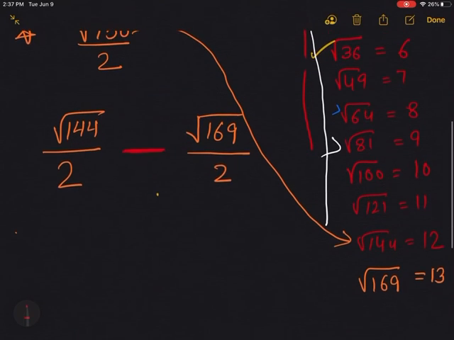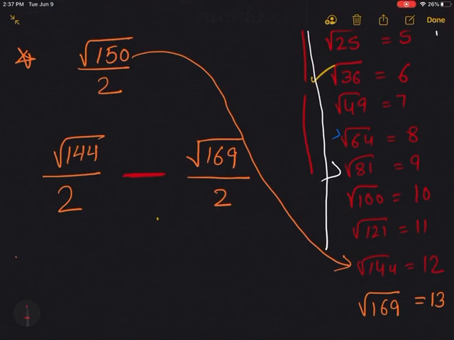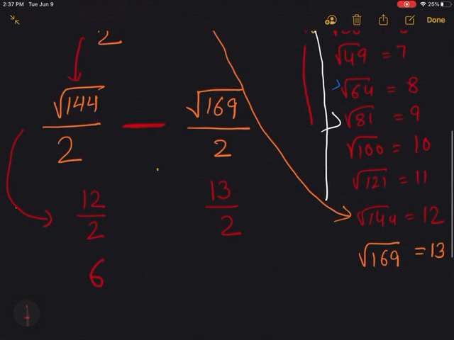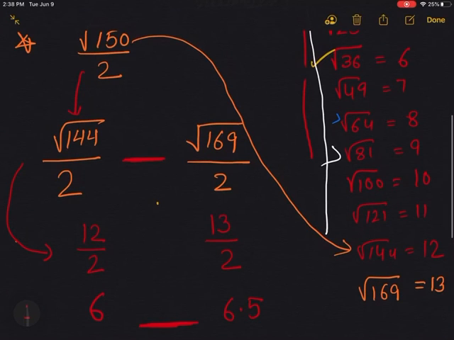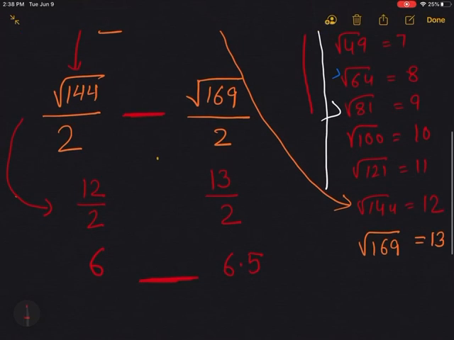So what do you think? 150, is it closer to 144 or is it closer to 169? I feel like it's closer to 144. So to me, my answer is going to be, let's just simplify this first. Square root of 144 is 12 divided by 2. This side, square root of 169 is 13 divided by 2. Let's simplify. So it's 6. And 13 over 2 is 6.5. So my answer is going to be somewhere in between these two. But since I know 144 is closer to 150, my answer would be closer to 6. So I would just say it's 6.22, something like this.